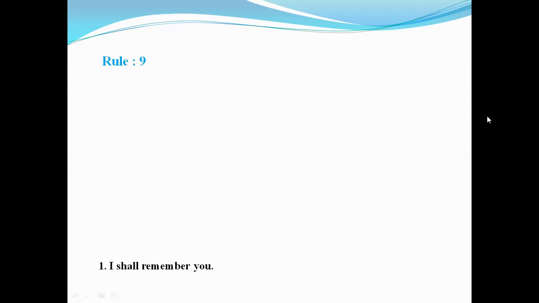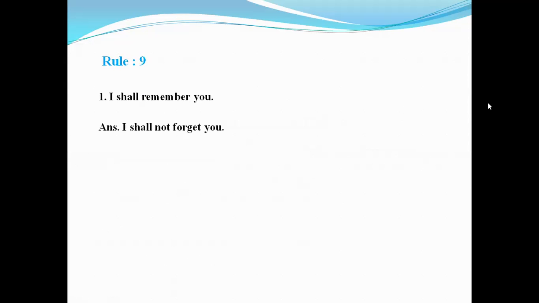Rule 9. I shall remember you. Dear students, you can use an opposite word and "not" to make one kind of affirmative sentence into negative. Here, the opposite meaning of "remember" is "forget", and use "not" before it. So the answer will be: I shall not forget you. Here, "remember" and "not forget" indicate the same meaning.